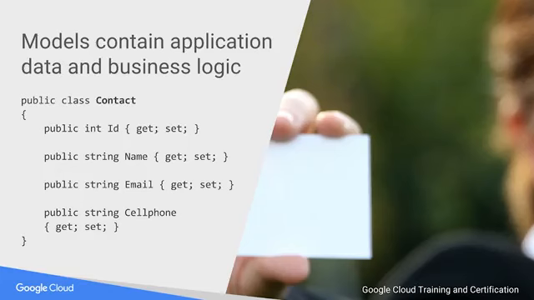Here's the first participant of our MVC application, the model. In an MVC application, the model's responsibility is to represent the application data and business rules. In this example, we've created a model class using C# called Contact. We'll use this to build an address book application. We can see that the Contact class defines a set of properties, and in our application, we'll use this class to create contact objects.